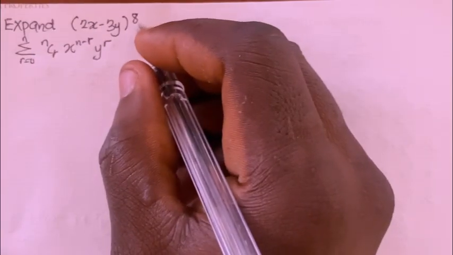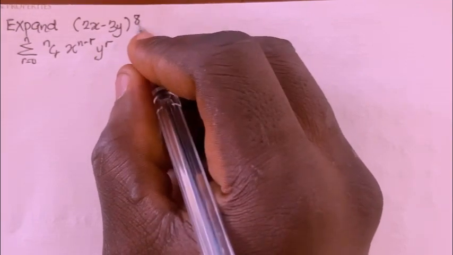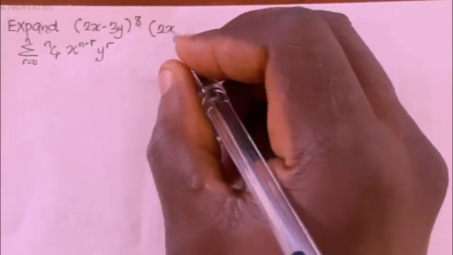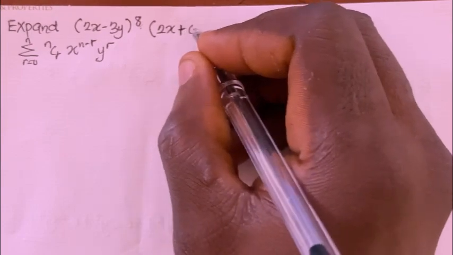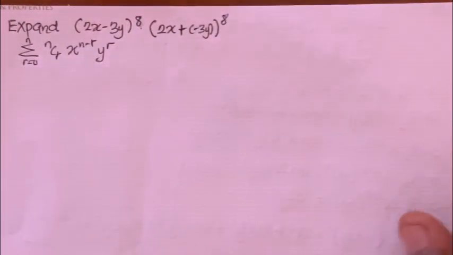Now, since the highest power n here is actually 8, I'm going to rewrite this expression in such a way that it's going to be 2x plus, in brackets, minus 3y, all raised to the power of 8. I'm going to put it like that.